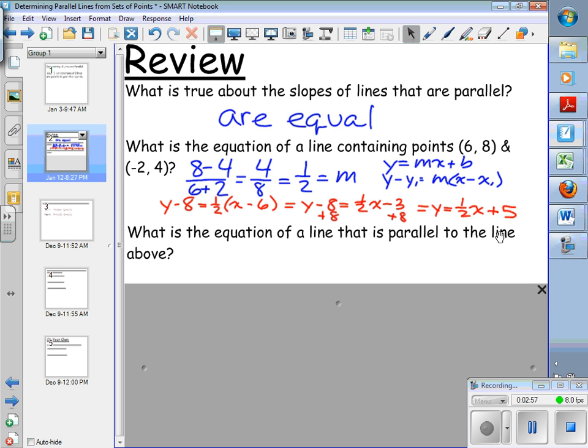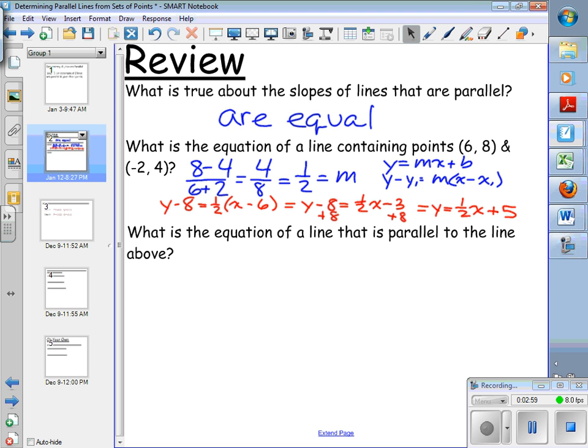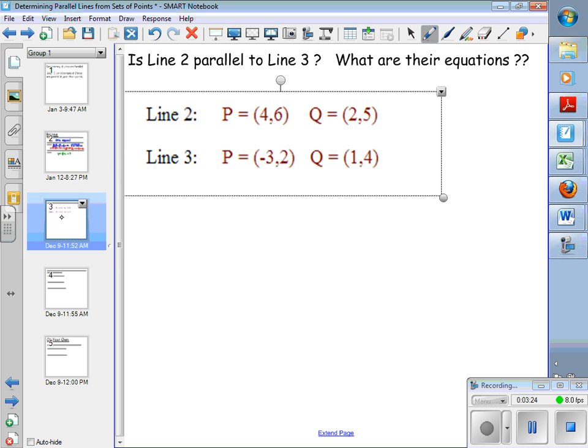So now we need to come up with any equation of a line parallel to that line. So really, the only thing you need is a different y-intercept. So y equals 1/2 x plus 7. All we needed was a different y-intercept. 7 would be a different y-intercept. And we're ready to move on.